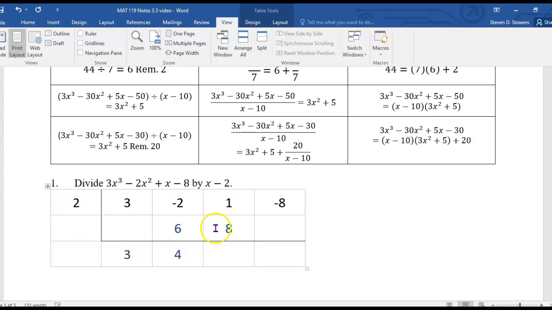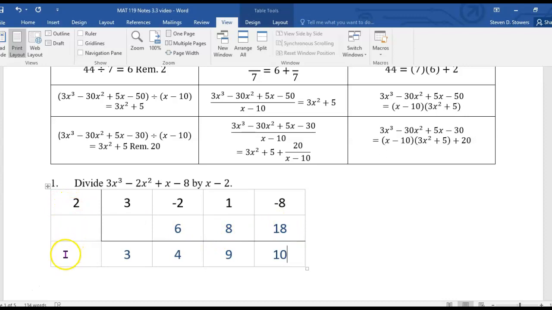I'm going to put that here. Now I'm going to add 1 plus 8 is 9. And now I'm going to multiply 2 times 9 to get 18. And now I'm going to add -8 plus 18 equals 10. So notice I'm adding down the columns and I'm multiplying to get the numbers in this middle row here.